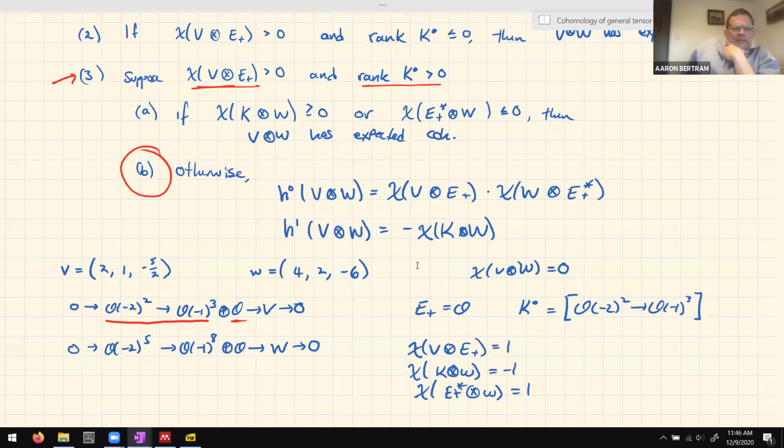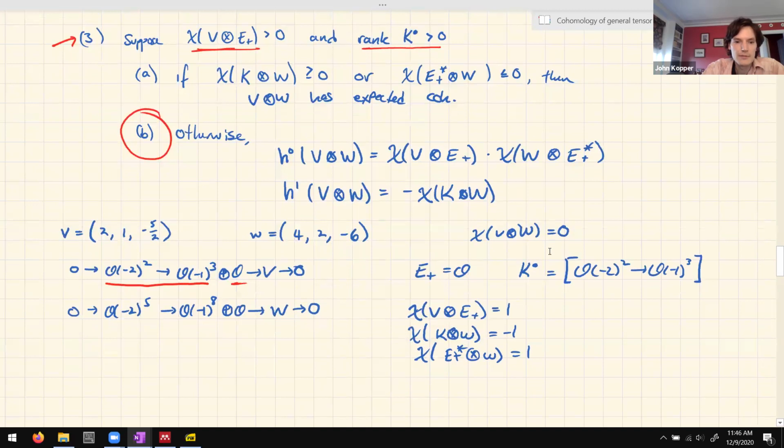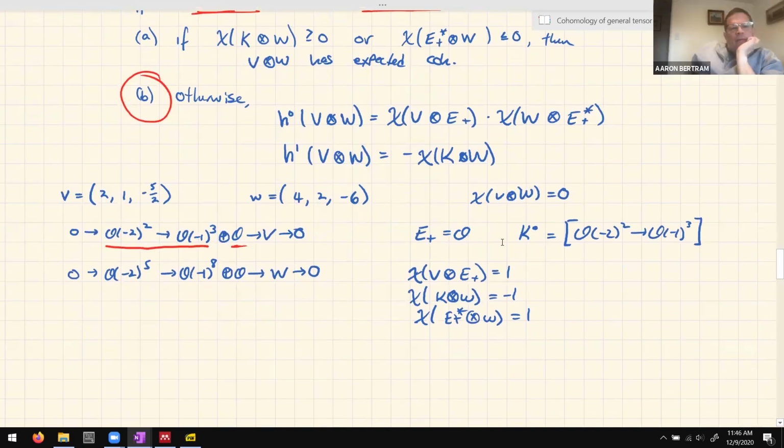I think chi of V is 0, but I don't think it matters. It's chi of O minus 1, chi of O minus 2 are 0. Chi of O minus 1. Oh, yeah, maybe that's right. No, V has an O. Oh, there's an O. I have an O right here. Yeah. Okay.